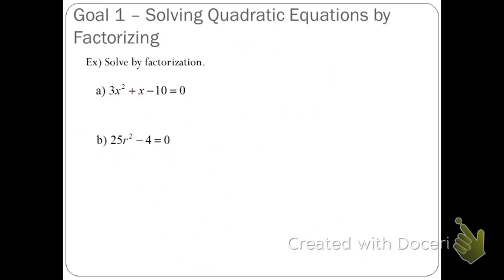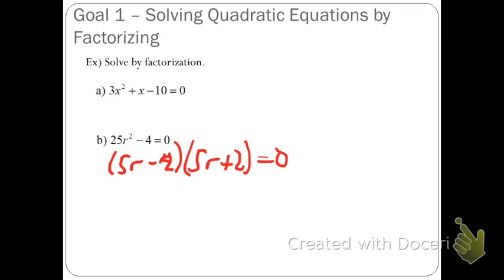This one's a little simpler than the last one if you notice that it's a difference of squares pattern again. 25r squared and 4 are both perfect squares. We can just take the square root of each, and then write those square roots using conjugate pairs. We can say this is 5r minus 2 times 5r plus 2 is equal to 0. If you set 5r minus 2 equal to 0, you're going to get r equals positive 2/5. If you set 5r plus 2 equal to 0, you're going to get r is equal to negative 2/5.